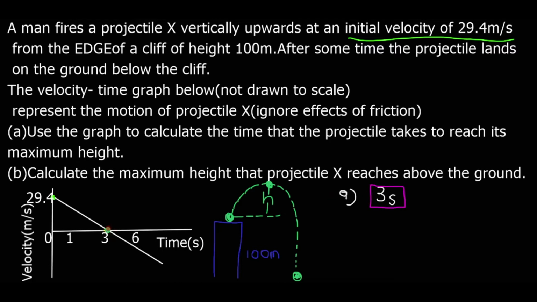This part is always the time it takes to reach the maximum height. So this object reaches this height at a certain time. So that time is the x-intercept always. And then part B, calculate the maximum height that projectile X reaches above the ground. This question is about this maximum height.